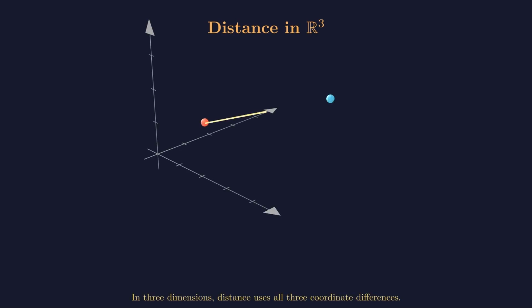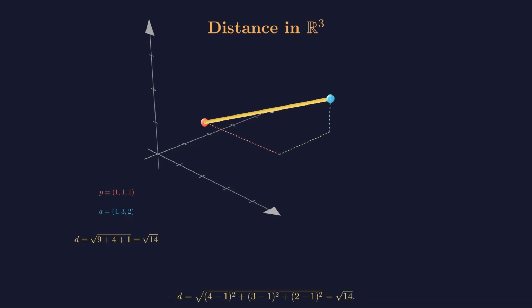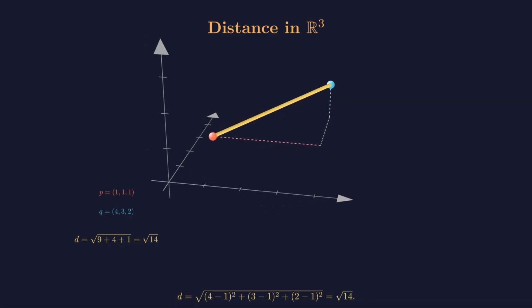In 3 dimensions, same idea. Just add another squared term. Here, the square root of 14. The dashed lines break it down. Each coordinate difference squared, then summed under the root. That's the Euclidean metric. It works in any dimension.